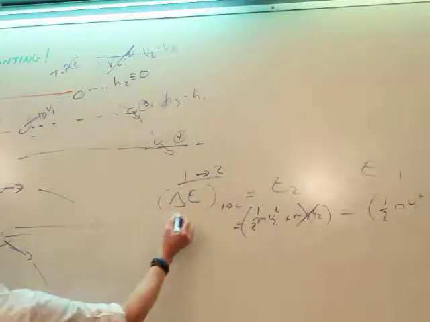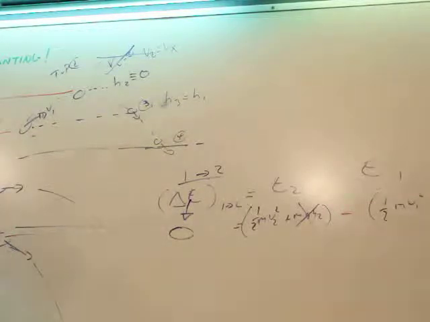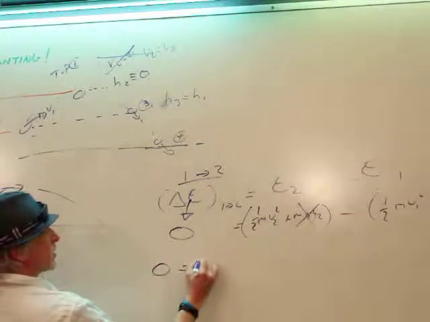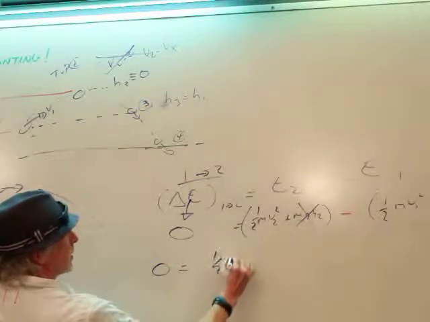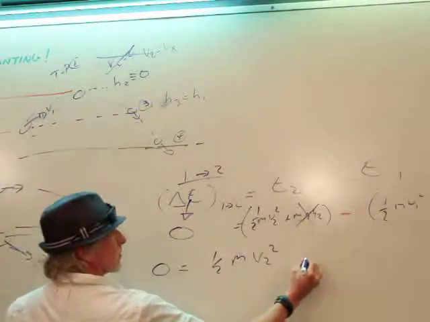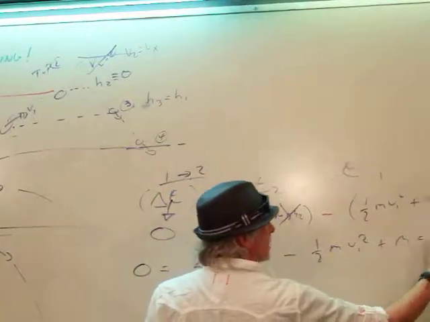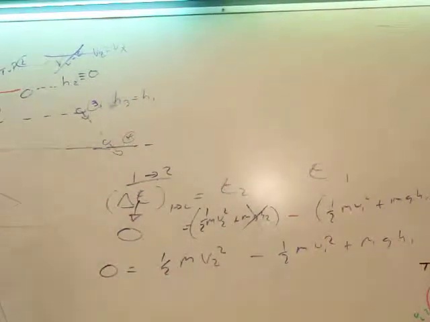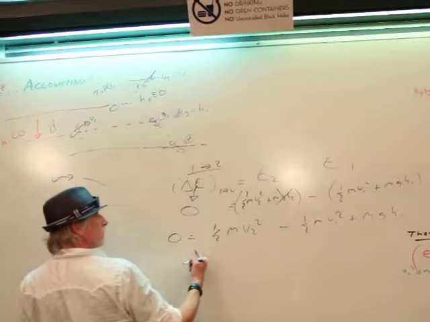Now here's an interesting thing. Well, first off, notice that between the states, I got nothing, right? Cool. This is kind of fun. 0 is equal to 1/2 m v2 squared minus 1/2 mv1 squared plus mgh1. I could get rid of the m's, let's leave them there for a second. Now I can play with some algebra. How are we doing? Good. Cool. So that's kind of fun.